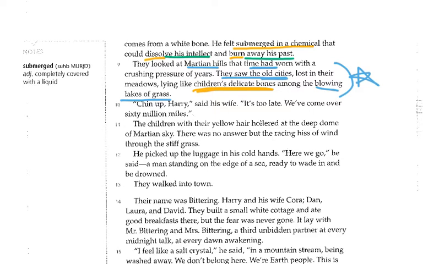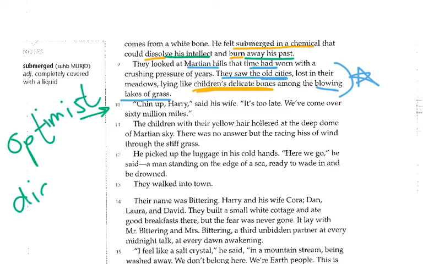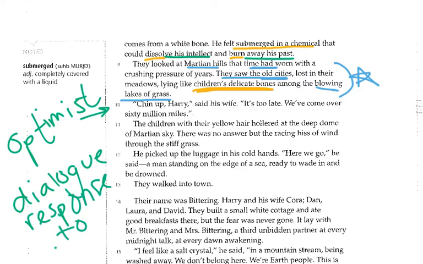"Chin up, Harry," said his wife. "It's too late. We've come over 60 million miles." So now we're getting a sense of who she is. Harry is somebody who's uncomfortable with the situation. Maybe we'll see him change throughout. He wants to turn around. But we can kind of get a sense through this dialogue and how she's handling the situation. So through her dialogue and her response to what's happening, we learn who his wife is. Like, she must be quite an optimist. Okay, it's too late. We can't turn around. Let's chin up. Let's try and take the best of what's happening here.